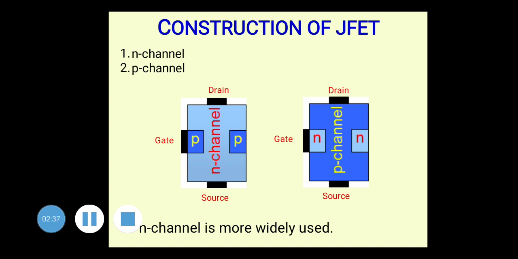But if it is of P channel JFET, then P channel semiconductor is taken, and in that P channel semiconductor on the lateral sides two N type of semiconductors are diffused, and the drain is taken from the upper side of P channel, and source is taken from the lower side of P channel, and where there are N channel, from there 2 terminals are taken out and they are called as gate, and they are connected together.